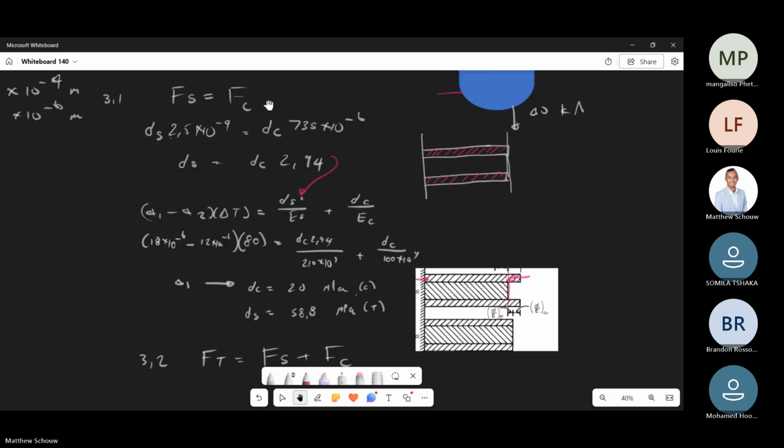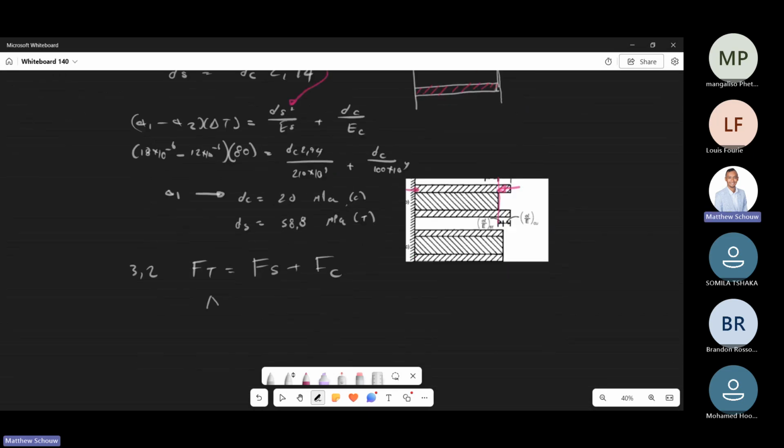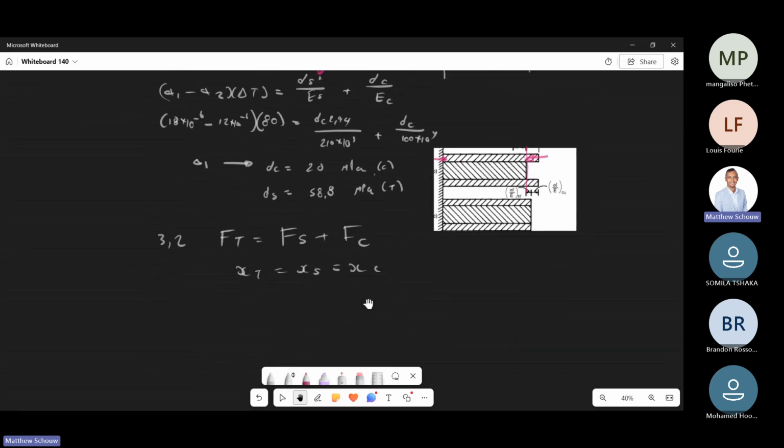You see there? Temperature is always the setup. The same force is producing these changes, you see? And the total change in length is equal, one to another. Let me call it X here. X total is equal to X steel equals X copper. So now we have two choices again. We can either do the stress story or we can do the force story, right? So let's just keep on with the stress one.